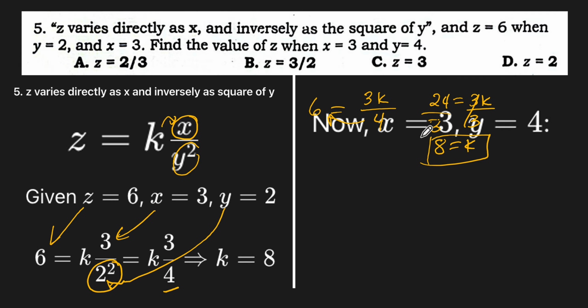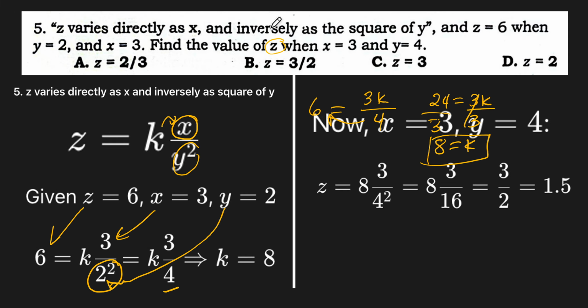Now we have x equals 3 and y equals 4. So that is the given. So we have to find the value of z. For us to find the value of z, we just simplify them. Plug in the x, which is here, and then plug in the y, which is here. And then the constant would be 8. Okay? Then we simplify them.